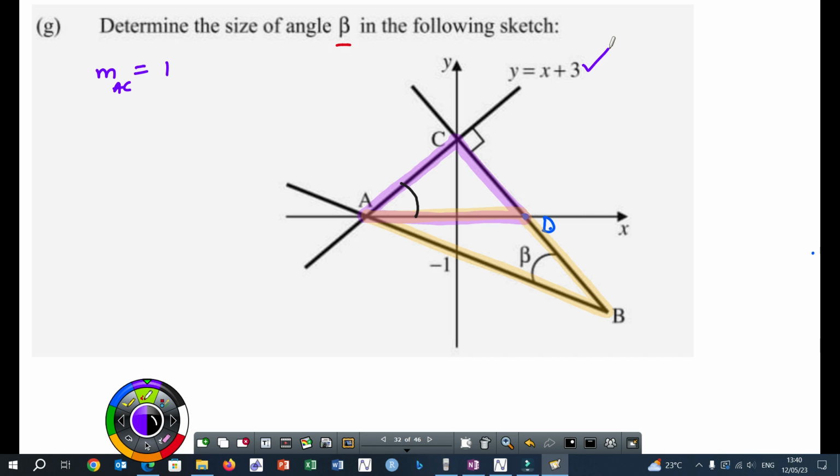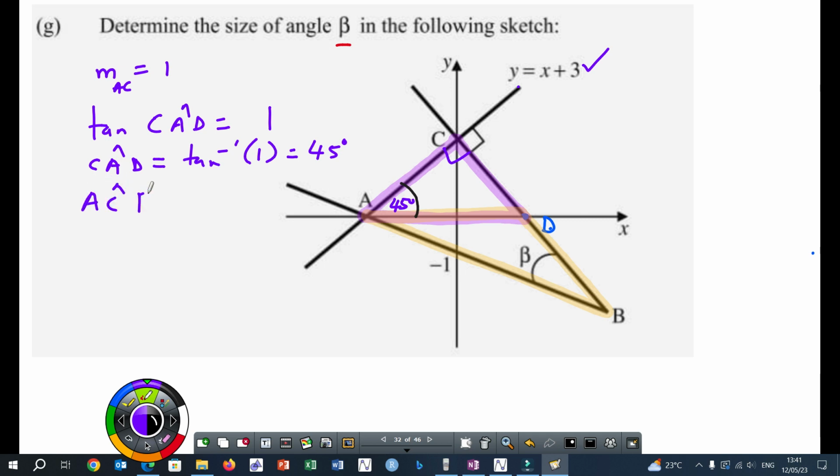So I can determine tan of CAD, which must be equal to 1, from tan theta equals m. So CAD will be equal to shift tan of 1, which gives 45 degrees. So this angle is 45 degrees. Now, this angle is going to be 90. I wish this point was given a name so I could easily name that angle. Here I'm going to say angle ACB, you can also call it ACD, is equal to 90 degrees. My reason: AC is perpendicular to BC.